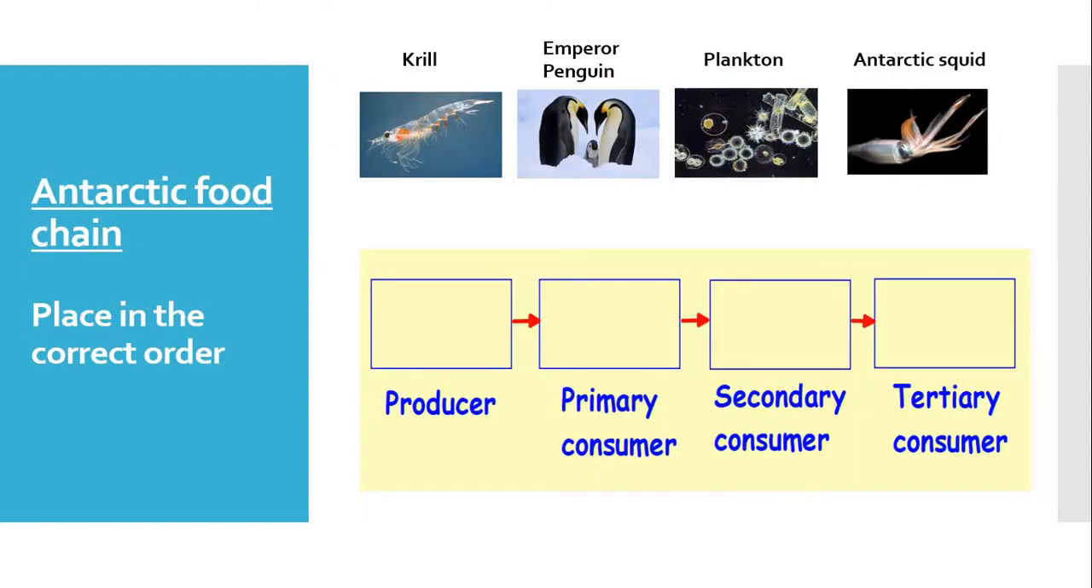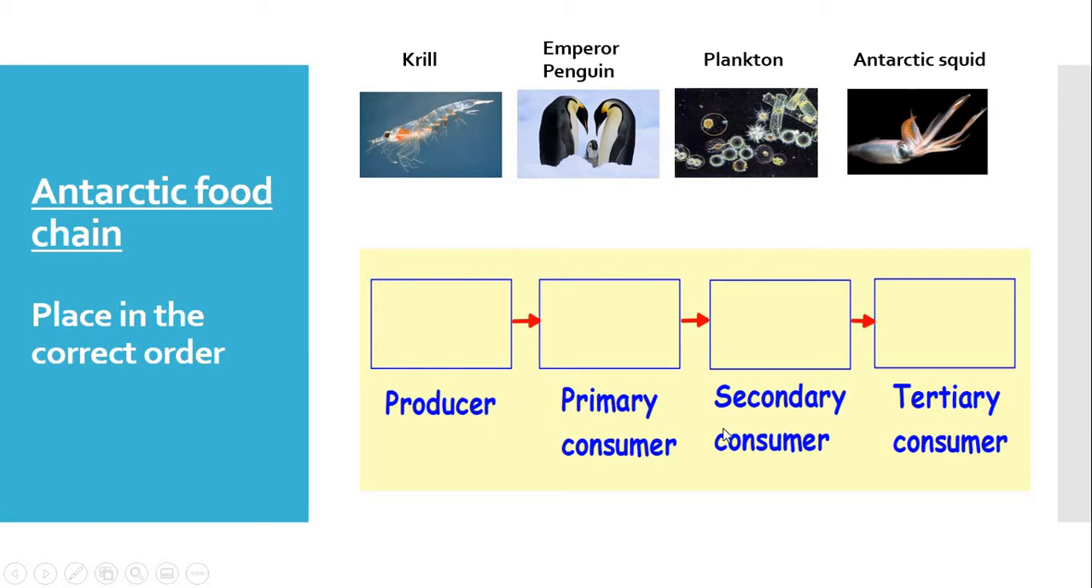Okay, the Antarctic food chain. I'd like you to look at these 4 different animals and plants that live in Antarctica. We have krill, which is a shrimp-like creature. We have the emperor penguin. We have plankton, which is a marine life plant. And we've got the Antarctic squid.